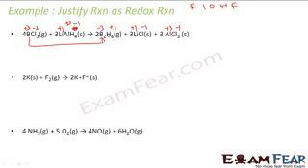Cl -1 to -1, no change, leave it. Li +1 to +1, no change. Aluminium +3 to +3, no change. Hydrogen -1 to +1. There's an increase in oxidation. So if you see, this guy is oxidized and this guy is reduced.